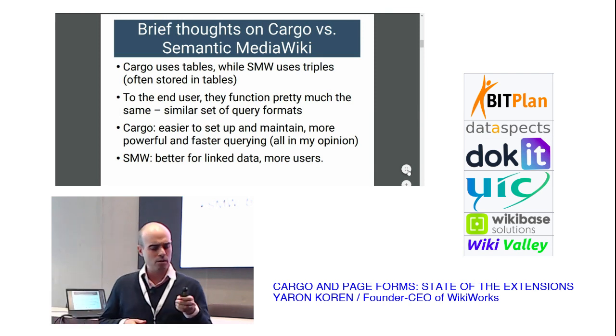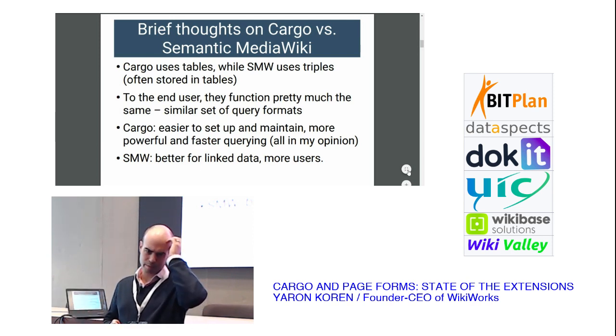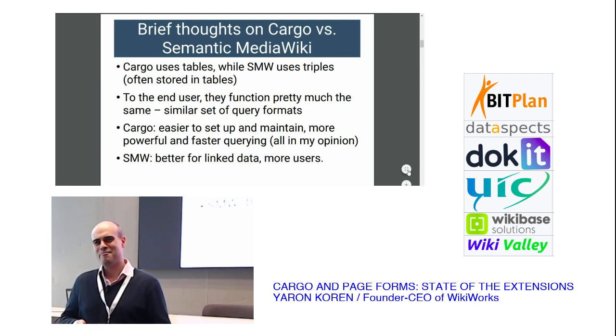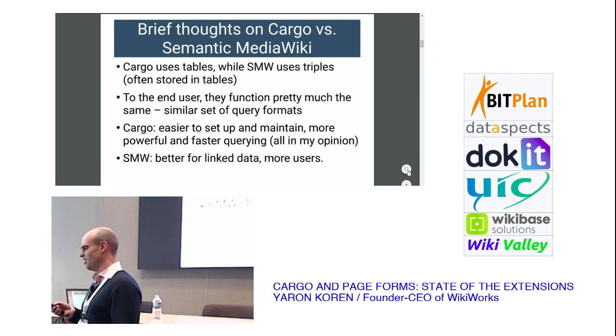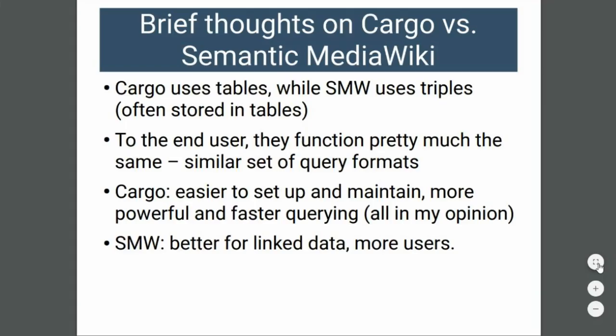Structurally, Cargo uses tables, while Semantic MediaWiki uses triples, even though they're often stored in MySQL or anything. But that's the basic difference in approach that leads to everything else. And just some of my opinions. These may or may not be controversial. I think, from my view, Cargo is easier to set up and maintain. The lack of property pages is one example of something that makes Cargo easier to maintain, deal with. And it's just one extension versus a number of them in Semantic MediaWiki.